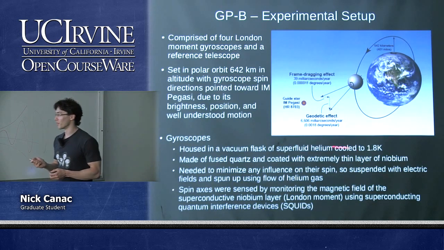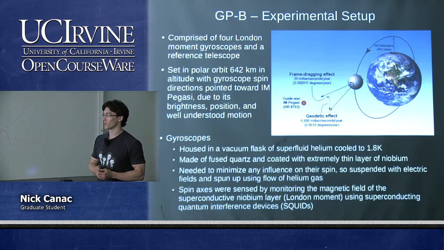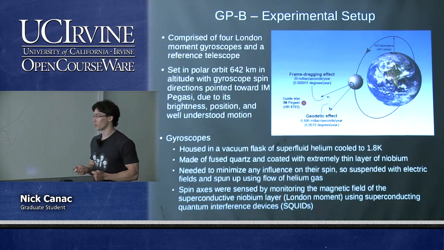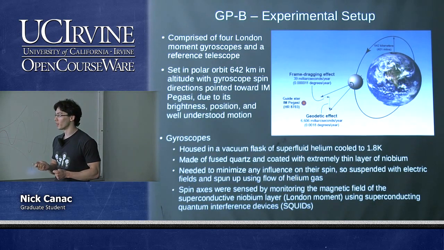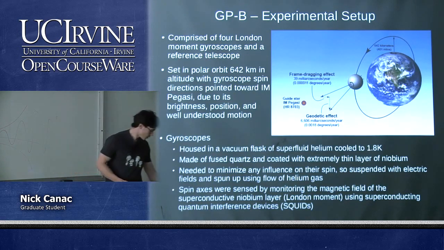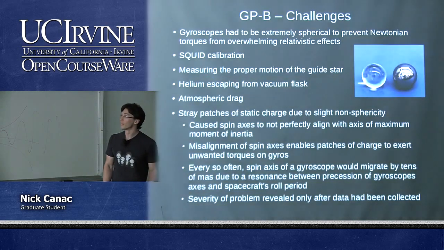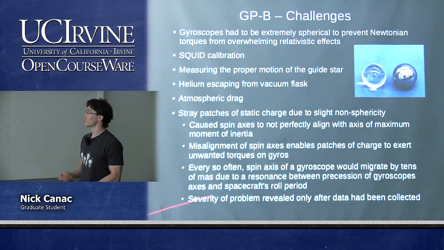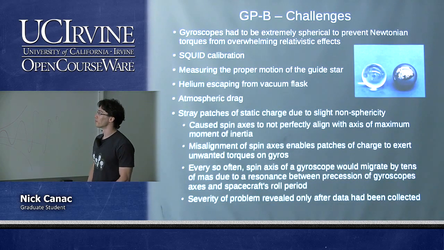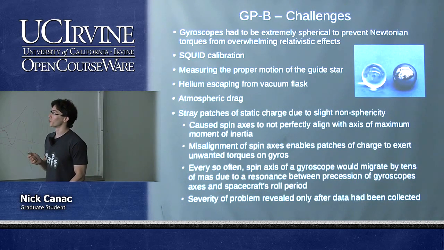Yeah, these are just some other facts. The gyroscopes had to be stored in vacuum flasks, supercooled to 1.8 Kelvin. And they had to minimize any torques or interactions, so they had to suspend them with electric fields. So they faced a lot of challenges. Here's just a picture of the gyroscopes. They're made out of fused quartz, and then they coated them with niobium, which is just a metal. So that's shown there. Again, they had to be really spherical.